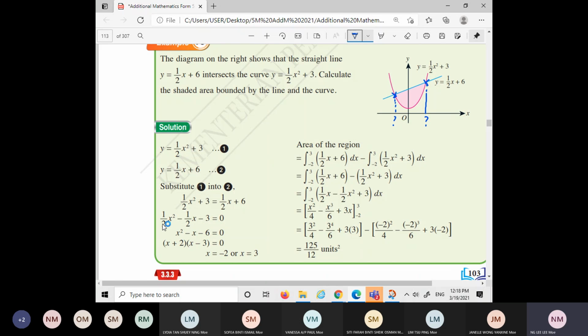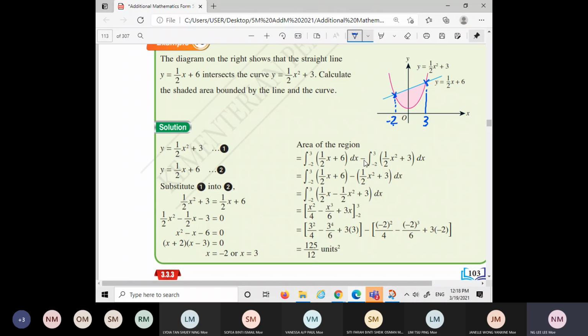You don't want the fractions, so times 2 to every term. Then you end up with this. Then factorize, and you get the values for x. Therefore, here is -2 and here is 3. This is your limit. You don't have to continue to find the y value if you don't need it. So you continue here. The lower limit is -2, and the upper limit is 3.